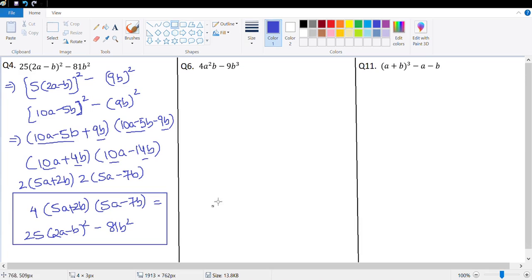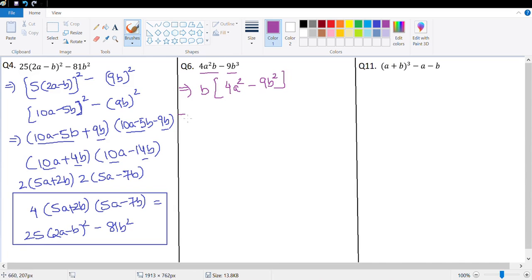The next question that we do is question number 6. 4a square b minus 9b cube. I notice b is common between both terms. Let's take b common. What we are left with is 4a square minus 9b square.